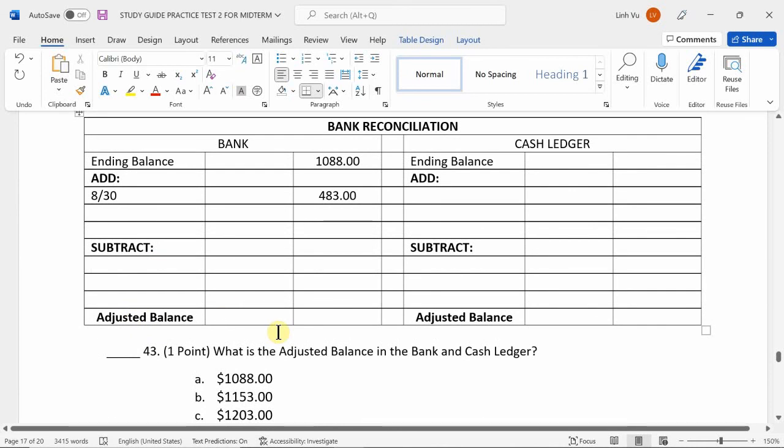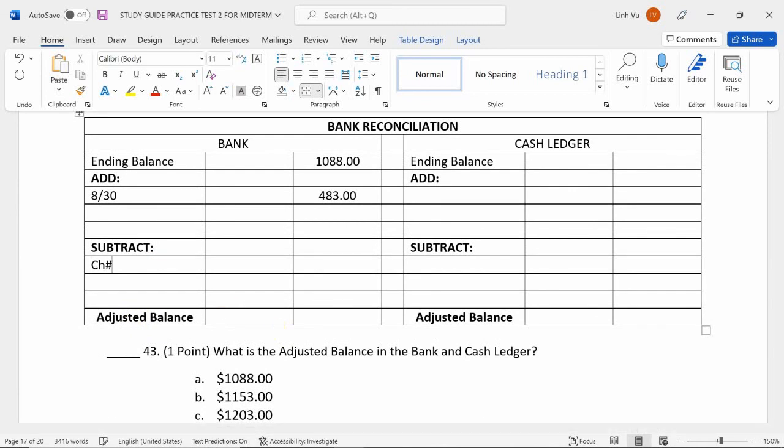Check number 306, and you got check number 307 for $314, and you added it for $54. So in this case, you need to subtract a total of $368.